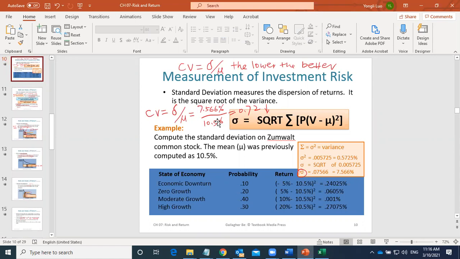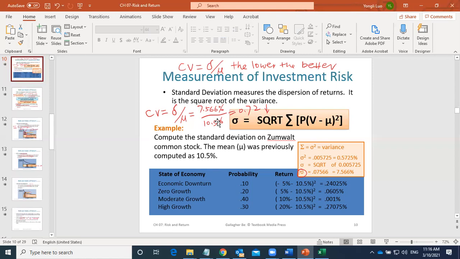Remember last time I told you, if you have returns in an Excel spreadsheet, use STDEV or STDEVP, the standard deviation function, and you will get the delta immediately. But here, it is a different probability. It's not equally weighted. So we're going to do this in Excel step by step.